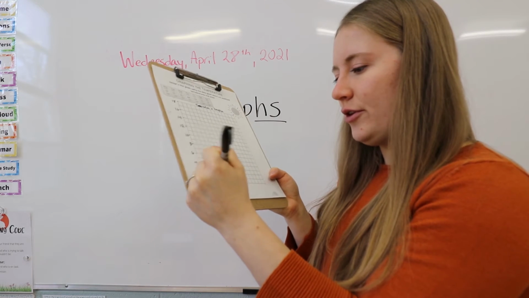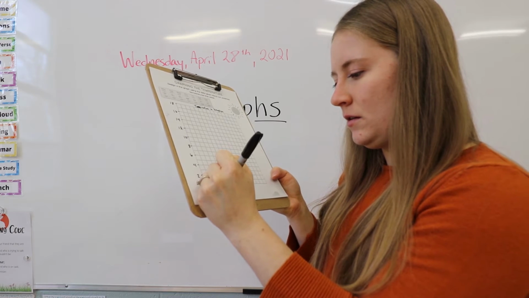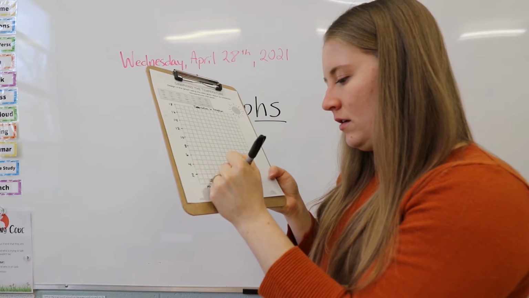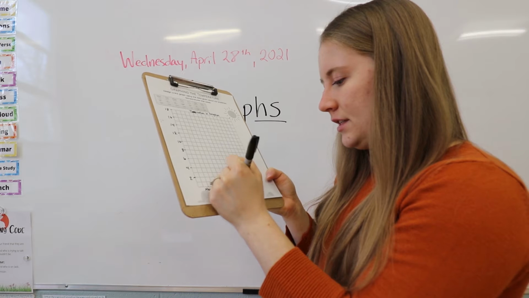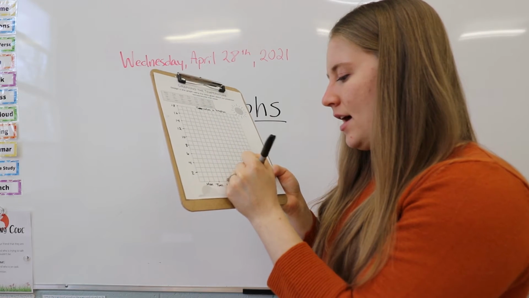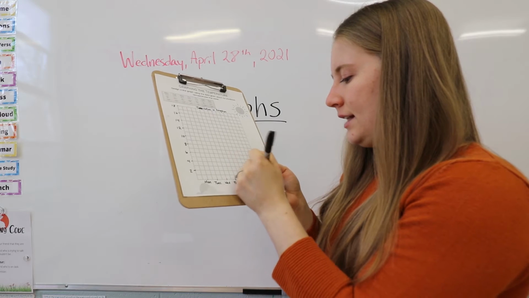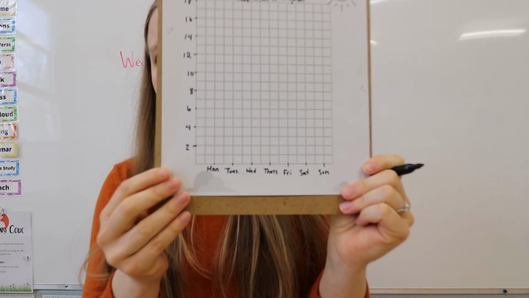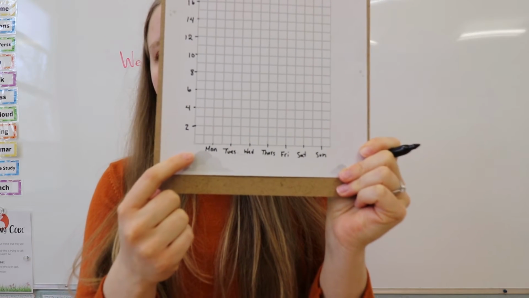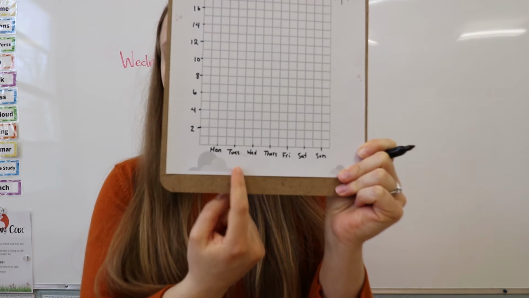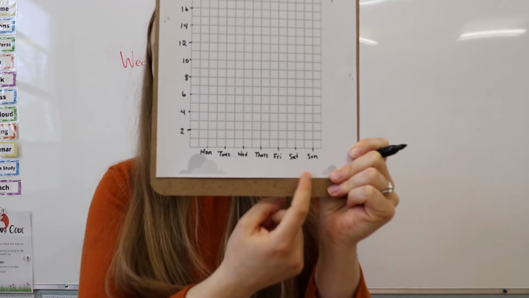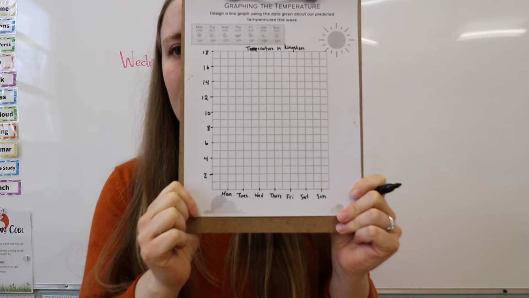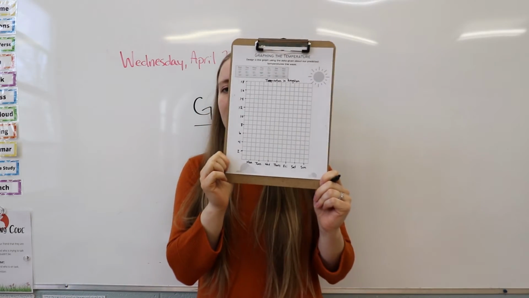I'm just going to write the short forms for the days. So I'm going Mon, Tues, Wed, Thurs, Fri, Sat, Sun. Okay. So you see how I've done that? Again, we want to space them evenly. And we've got all of the categories that we have up here. So that's the next step for constructing our line graph.